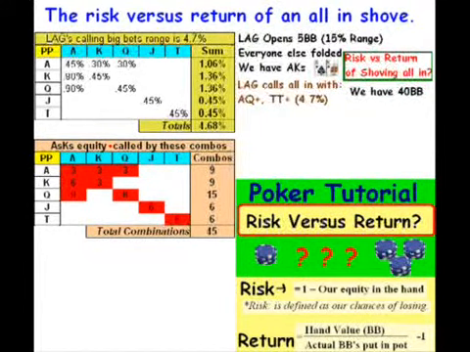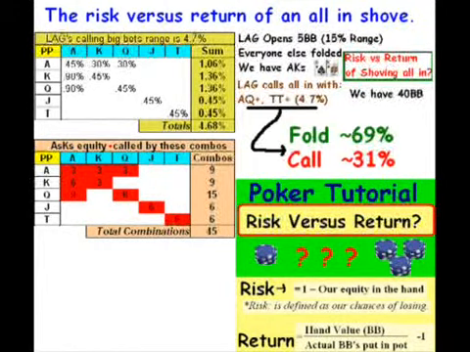Now on the top left-hand corner, I have a breakdown of the LAG's calling range against big bets, and that comes out to 4.7% for our example. As you can see, the percentage there, actually it's 4.68%. And we also have ace-king's equity versus that range, and the red boxes are the combos that the LAG would call with.